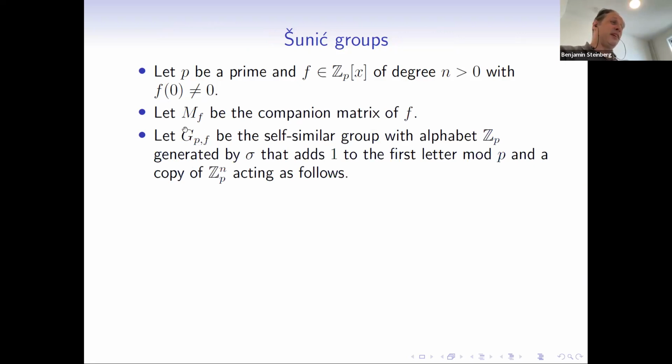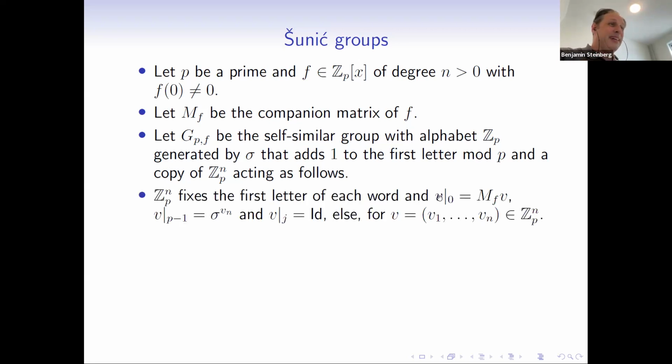So Šunić defined a self-similar group over the alphabet Z mod P, which is generated by the cyclic permutation that adds 1 to the first letter mod P. So that just means it cyclically permutes all the trees hanging down from the root. And then there's a copy of (Z mod P)^n that acts in the following way. It fixes the first letter of a word. The section at 0 is you multiply your vector v in (Z mod P)^n by this companion matrix. Your section at the very last letter is you just do sigma to the last input here, and then you do the identity at every other point.